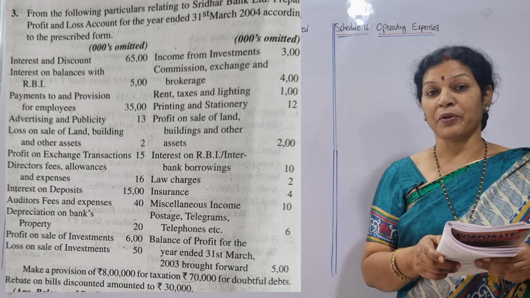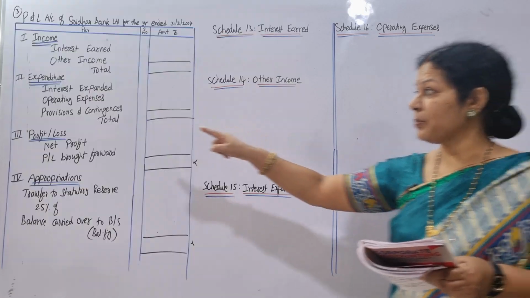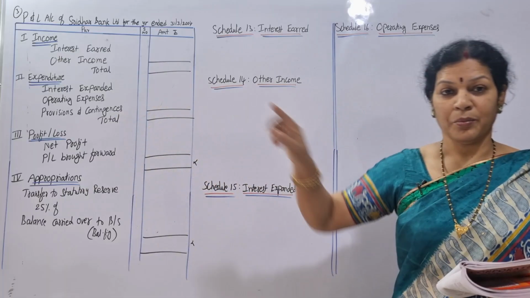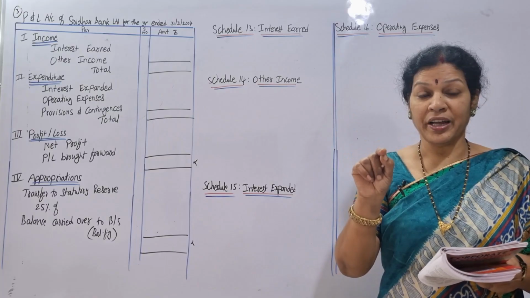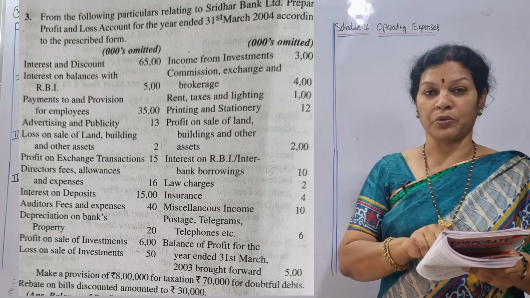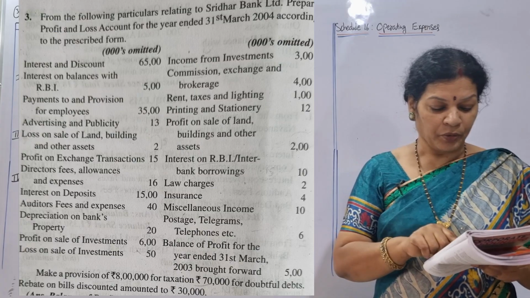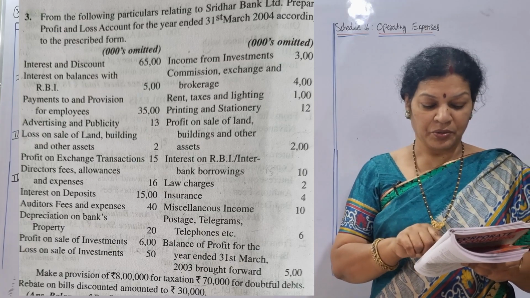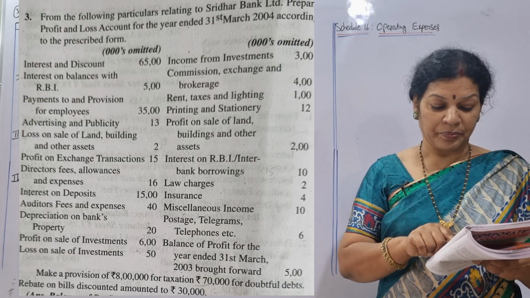This comes under the provisions and other things, no? So it is there in provisions and contingencies. Point number 2. When we write schedule number 14 and 15, after that immediately you will write. So there it comes both. So 8 lakh and 70,000 doubtful debts. These are provisions.